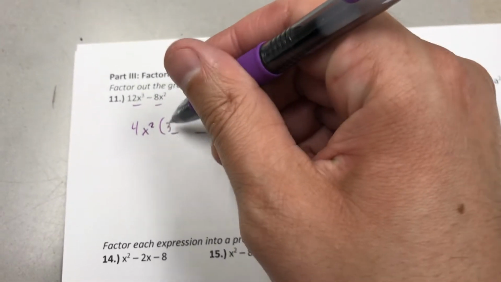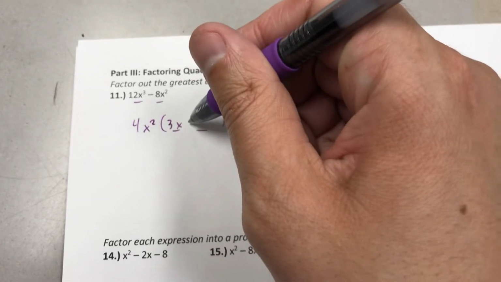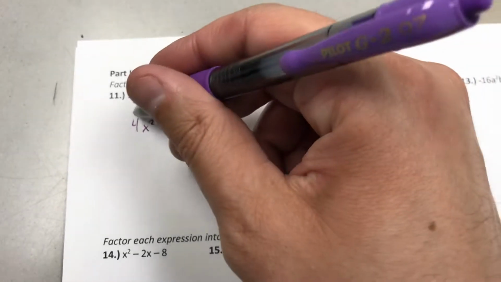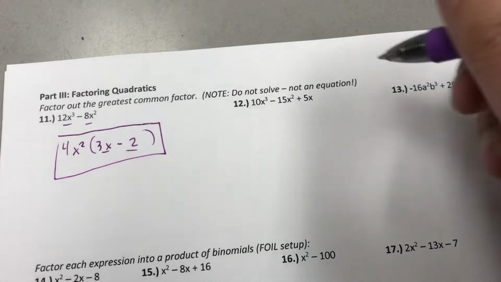12 divided by 4 is 3. If you divide x squared into x cubed, you get just x. 4 goes into -8, -2 times, and all the x's are going to be knocked out, and that's your factorization. It's nice because you can use the distributive property to check.